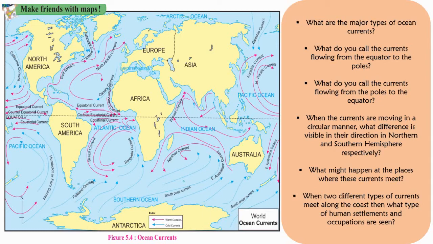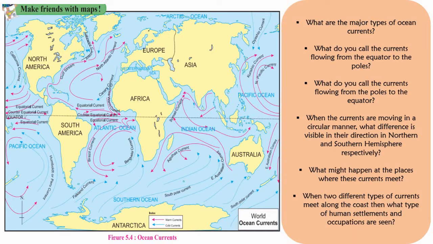Now, what might happen at places where these currents meet? When these currents meet, planktons, vegetation, algae, etc., which are food for fish, might grow at that place. Thick fog might also be formed. So, these are the things which are seen when the currents meet.